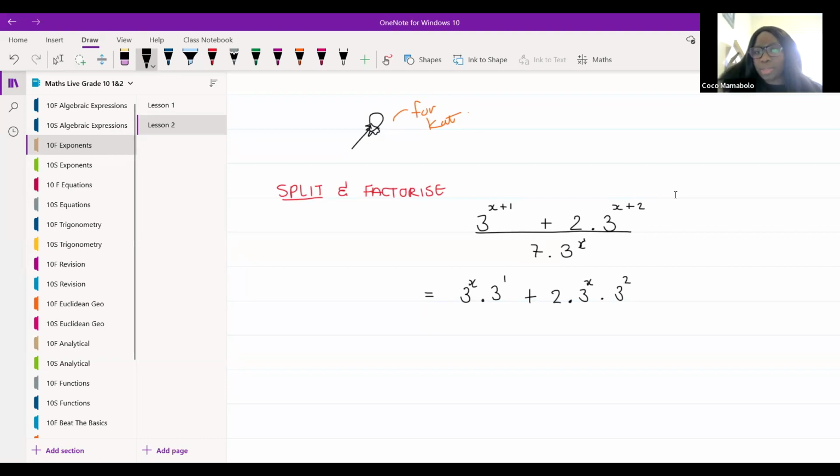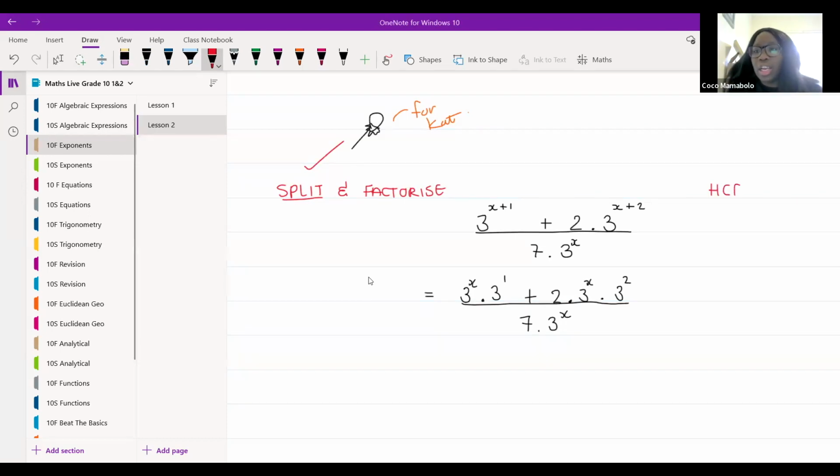Beautiful. Do I need to split at the bottom? No, I don't think so, because there's already a multiplication sign at the bottom. Good. And then I can go times 7 to the power of 3 to the power of x. Now at the top, I've done the split part. What's the next step? We factorize. Correct. Now, every time we're factorizing, what must we look for first? The highest common factor. Absolutely.